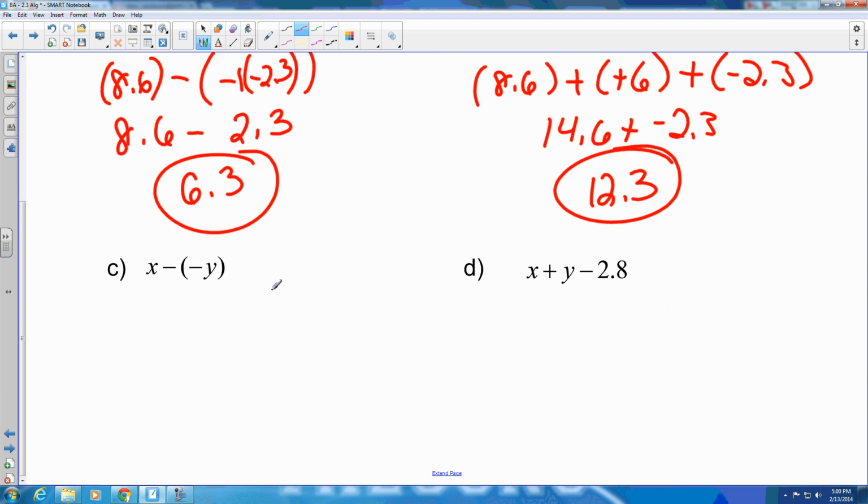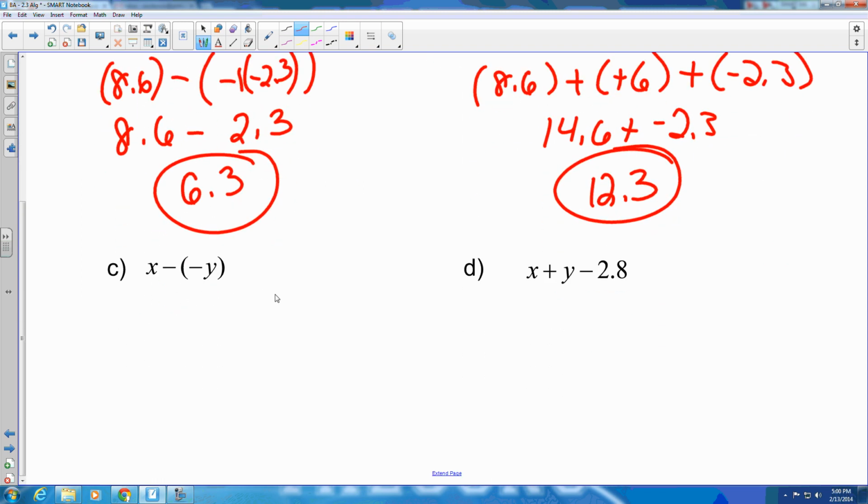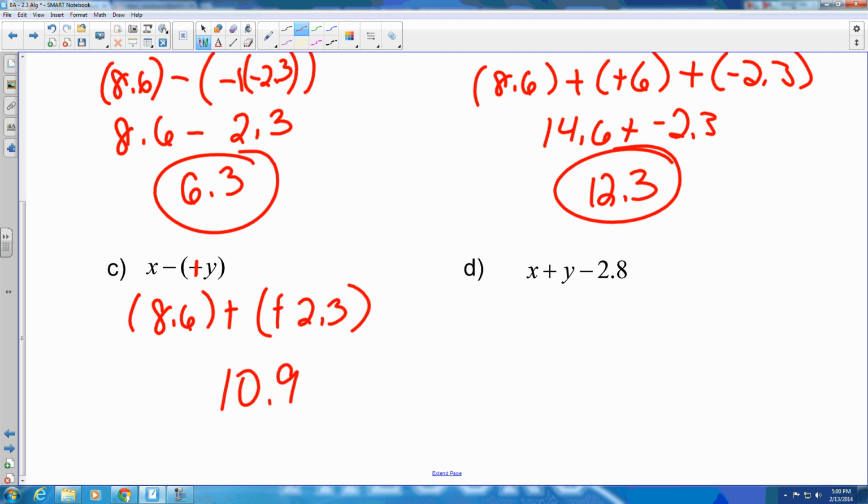Now I kind of messed up. A and C are the exact same, so let's make this into a plus, just to change it up. Now I have 8.6 minus a negative 2.3. This is a cross the line, change the sign. And now I have 8.6 plus 2.3, and I'm left with 10.9.